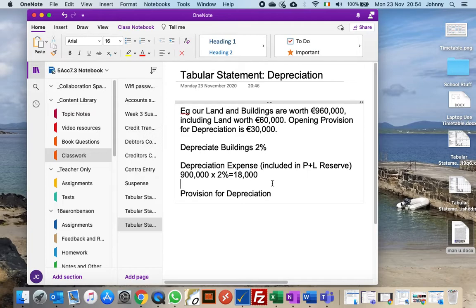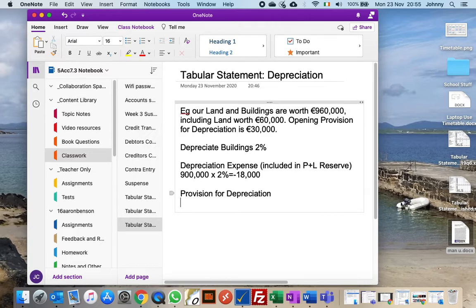Now, that expense is a minus, so I'm just going to put that in there as a minus because that reduces our profit because it's a new expense. And then the provision for depreciation. This is all the depreciation over all the years that we've owned the item, so it would be listed in the assets as a minus.